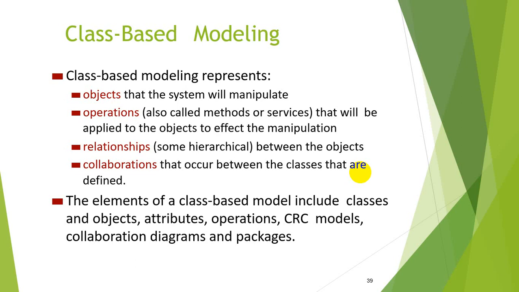We had created classes, we had instantiated objects, there were operations defined, methods defined for each class, and there were relationships between the objects, and there was collaboration between multiple classes when one class can call the object of the other class, etc. So elements of a class-based model include classes and objects, attributes and operations.